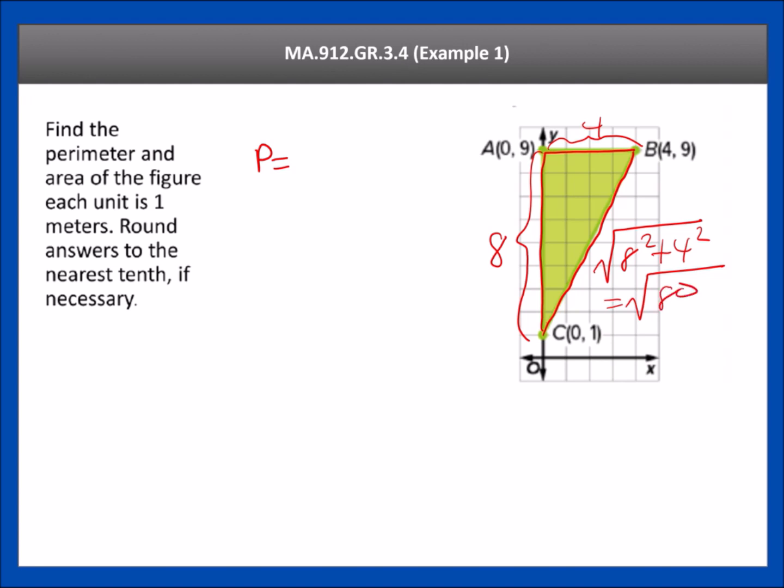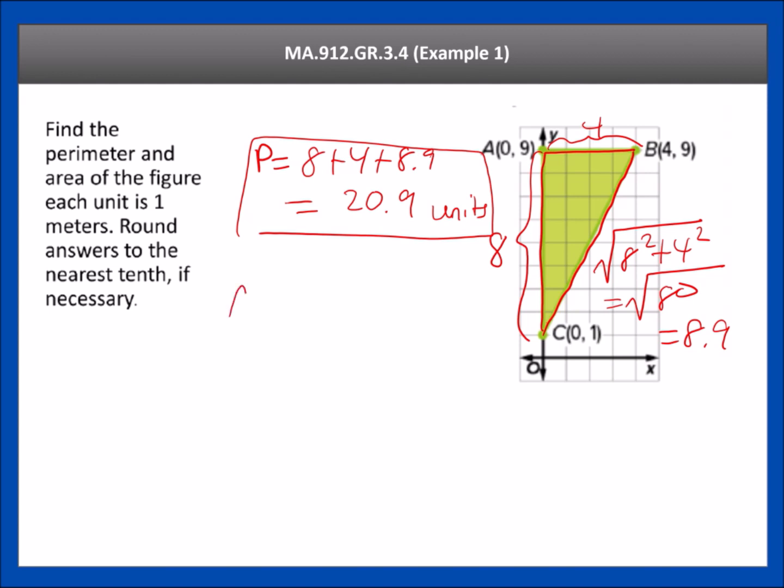And that's going to be a decimal, so let's figure out what that is, because we want to round to the nearest tenth. Square root of 80 is almost 9, because the square root of 81 is 9. So let's do 80 and then do the square root of that. We get 8.9, makes sense, to the nearest tenth. So we get 8 plus 4 plus 8.9 is 12 plus that's 20.9 units. All right, so there's your perimeter.